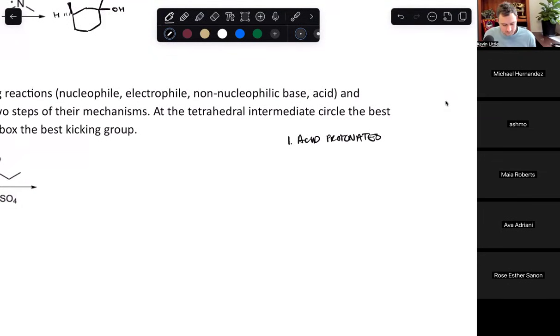Nobody? Electrophile or what? Or base the protonate. I mean, base deprotonates the nucleophile. Yep. So either acid protonates electrophile or base deprotonates a nucleophile.